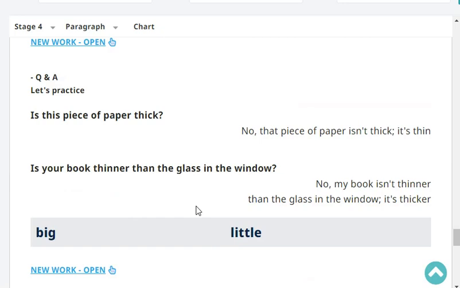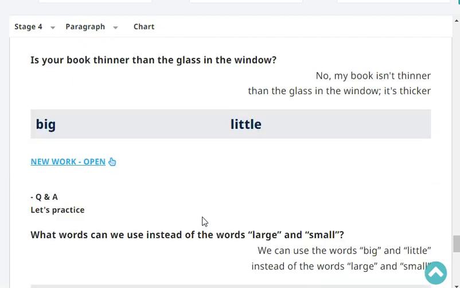Okay, next. Is this piece of paper thick? No, that piece of paper isn't thick. It's thin. Very good. Is your book thinner than the glass in the window? Yes or no? No, my book isn't thinner than the glass in the window. It's thicker.